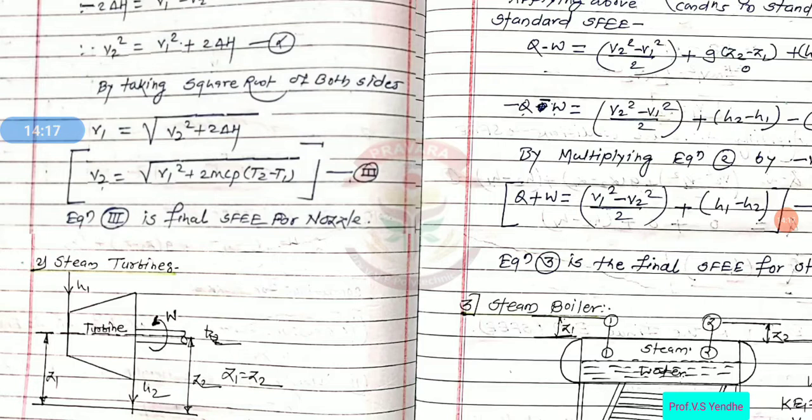So the turbine is a device which converts the kinetic energy of high pressure, high temperature steam into mechanical work. Let us see the conditions. Obviously, Z1 is equal to Z2, that means inlet and outlet are at the same height.